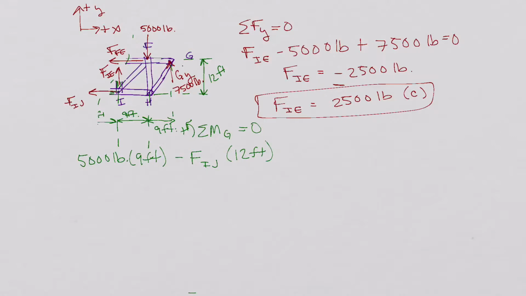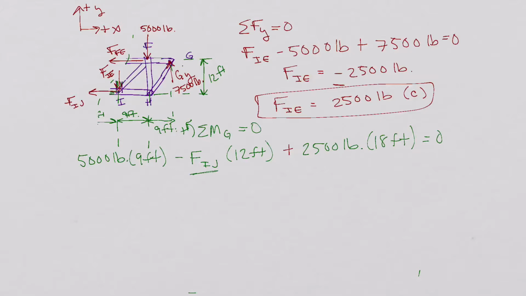And then we have FIE, which we just figured out was 2,500 pounds, and we found that it's actually going down and not up. So I'm just going to change that direction here. That moment is going to be positive. So fingers from G to I and then down, so that'll come out of the board. So that's positive, and that's 2,500 pounds. And then that perpendicular distance is going to be 18 feet. And that equals 0.